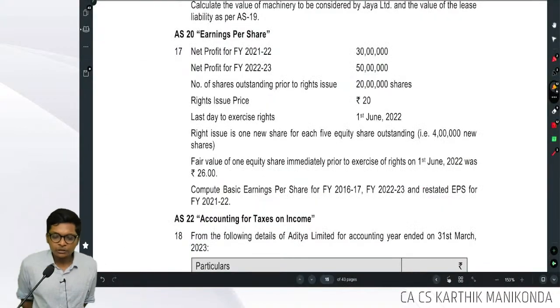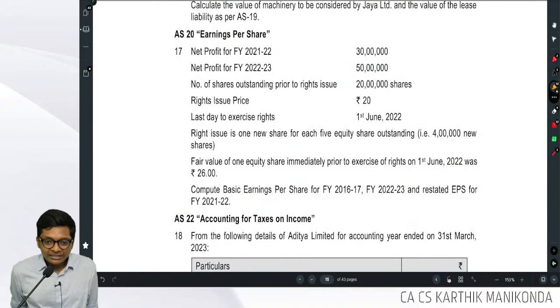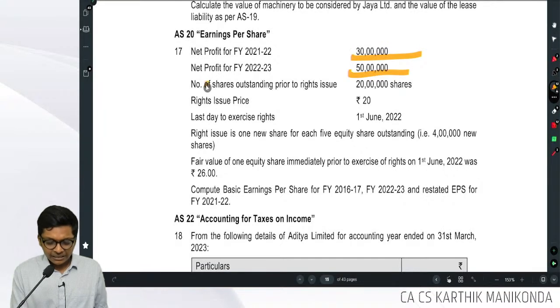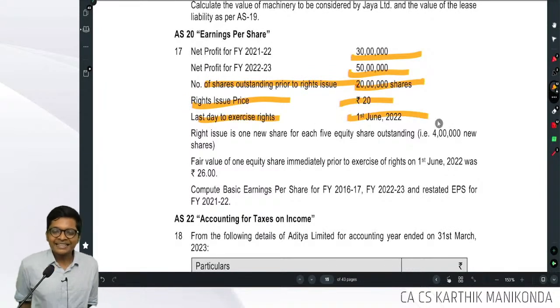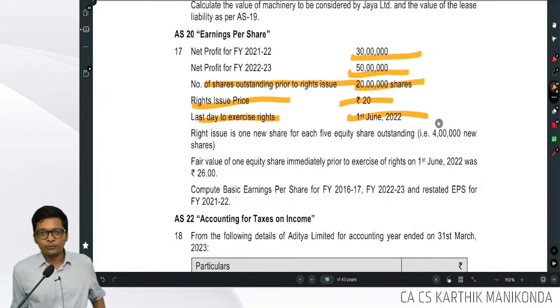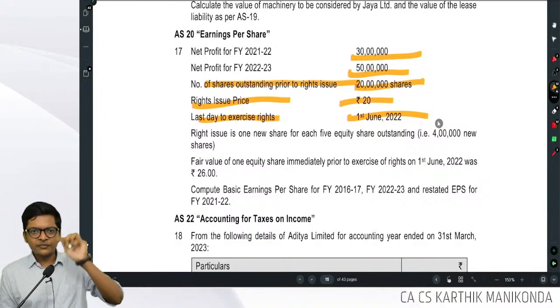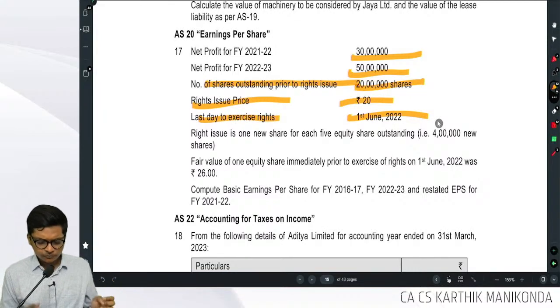So let's quickly do this sum, guys. I did one sum, again one more sum in RTP. Net profit for previous year 30 lakhs, current year 50 lakhs. Number of shares outstanding prior to rights is 20 lakhs. Rights issue price 20. Last date to exchange 1st June. The date of the rights issue is not relevant because I'm going to treat it as if the issue is made on the first day itself. Only for EPS I need that period.